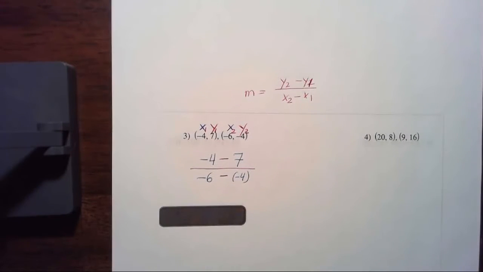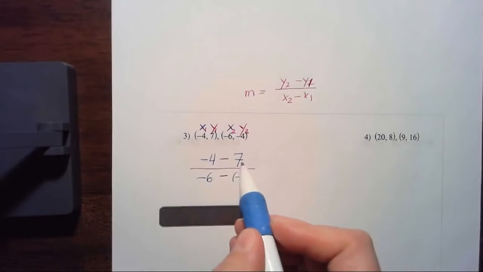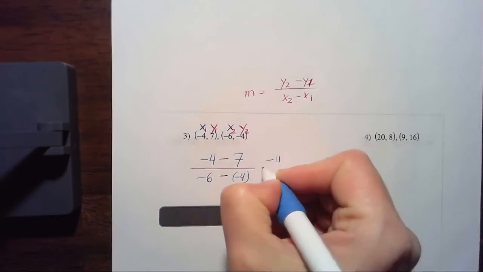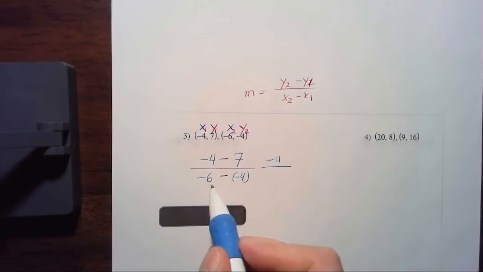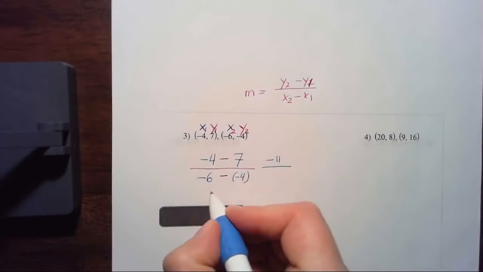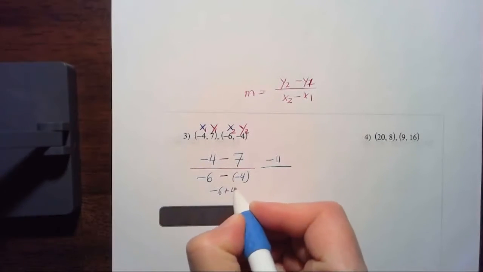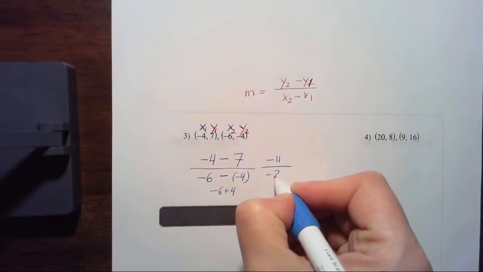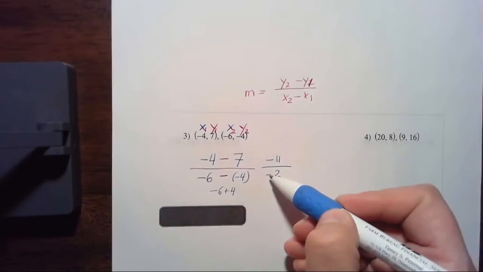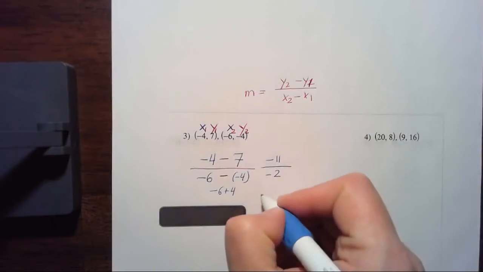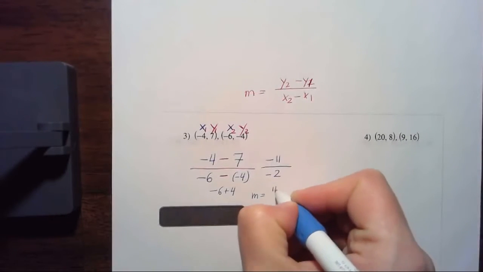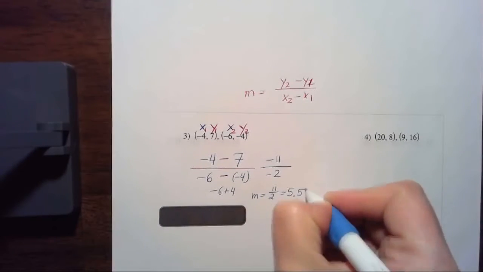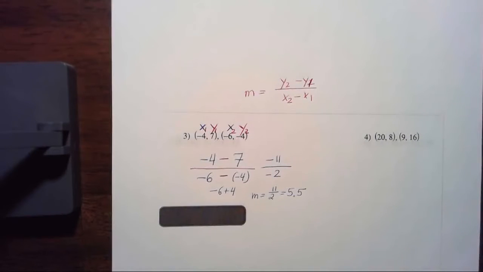Now I have to do a little bit of simple arithmetic. -4 minus 7, same sign, add and keep, -11. Now I have -6 minus -4, so that's -6 plus 4. If you combine it together, that's -2. Now negative divided by negative is positive. So the final answer here is 11/2 or 5.5. It's the same thing.